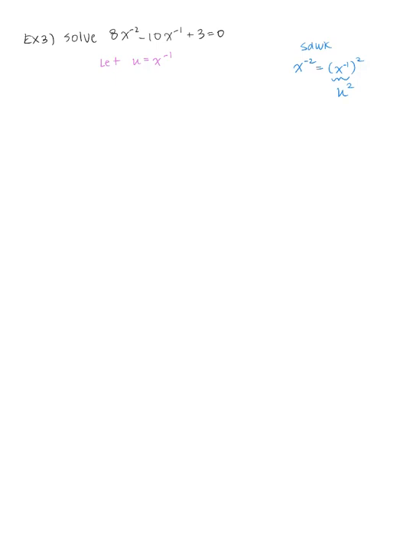So this implies that the original equation can be rewritten as 8 times x to the negative 1 squared, because that will give us x to the negative 2, and then minus 10 times x to the negative 1, and then plus 3 equals 0. So now if I use u in terms of x, then here I can rewrite this as 8u squared minus 10u plus 3 equals 0. Now, is this factorable? I think so.